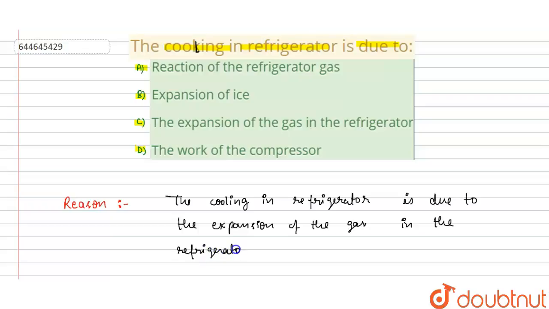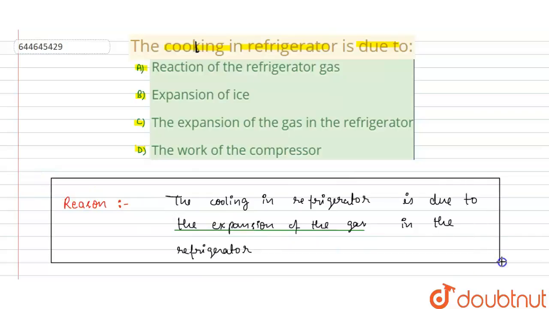So this is the reason. Cooling in refrigerator is due to the expansion of the gas. This is the main reason. So here we are writing this definition in one box over here. This is the final answer. So which of the following options is correct? The expansion of the gas in the refrigerator.